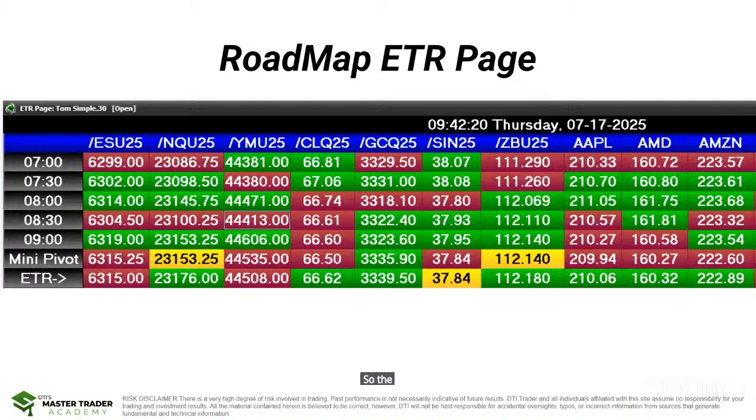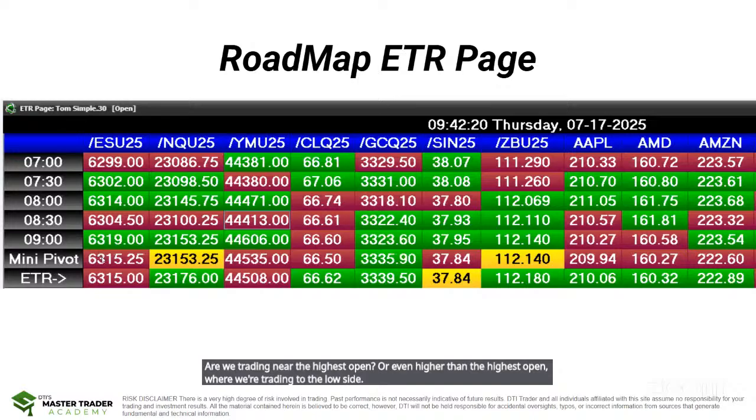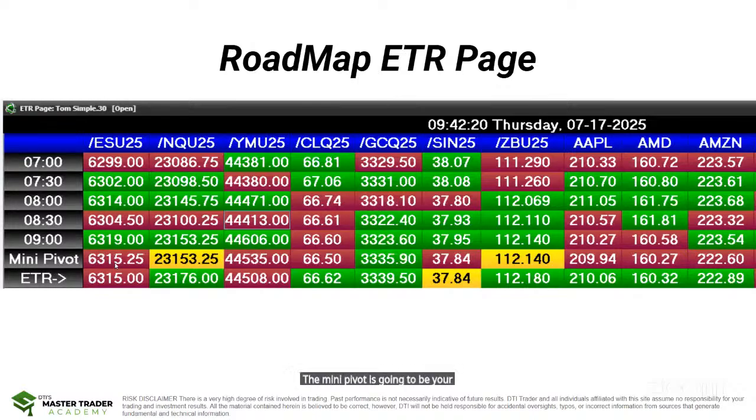So the ETR page is a great feature to keep track of the market. You can quickly glance up there to see green or red, and also, are we trading near the highest open or even higher than the highest open, or are we trading to the low side? The mini pivot is going to be your most recent 30-minute open, and the ETR line is going to be your current price.